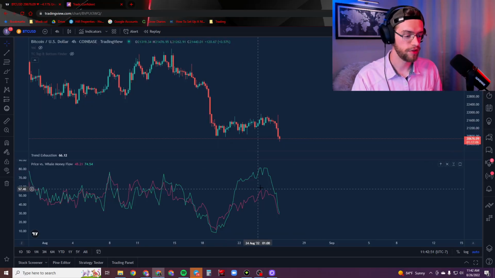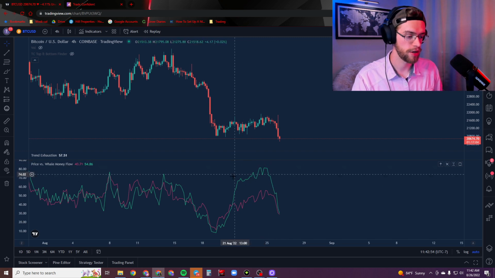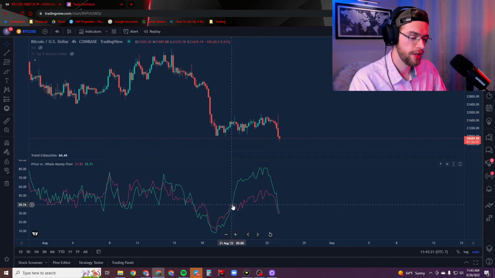Last but not least, we have the price versus whale money flow indicator. This one is used to track whale money through the market. Whale traders are the market makers, so following them will provide you the best chance of success in crypto. If you check right here, this green line indicates whale money movement, while this pink line correlates directly to the price. The green line moving up means that whale traders are buying and pumping money into the market.